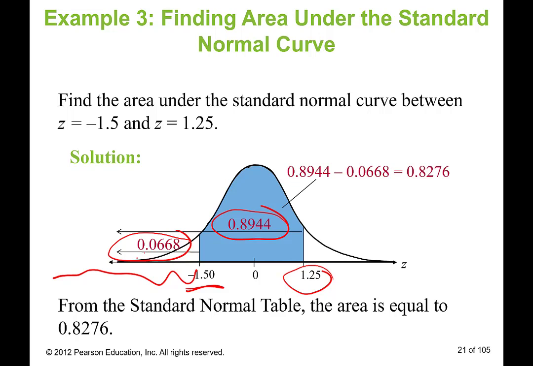Subtract one from the other, and we get a final answer of 0.8276. So what we're saying is that the probability that a random variable z would fall somewhere between negative 1.50 and 1.25 is approximately 0.8276.